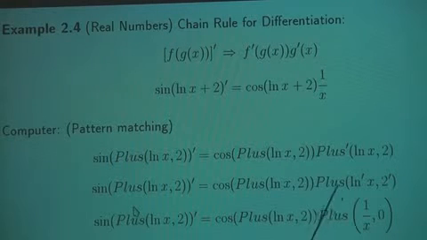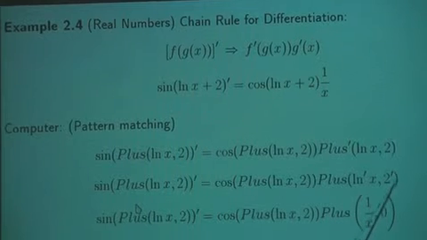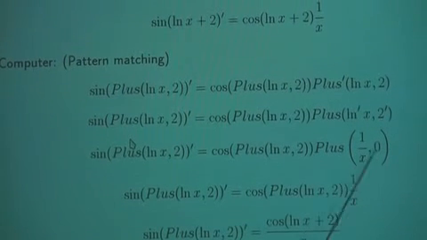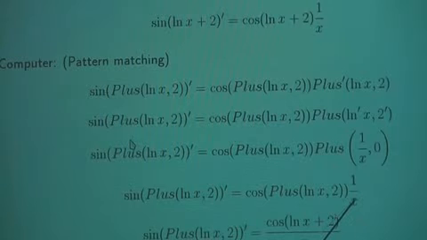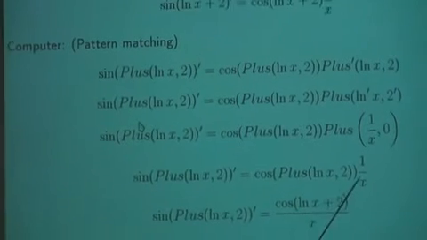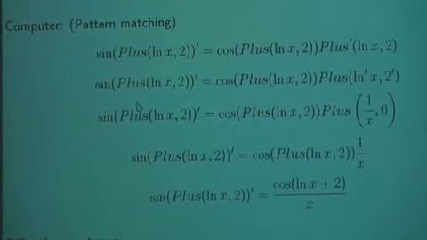Okay, and now you see we need the derivative of the logarithm, which is 1 over x, and the derivative of 2, which is 0, and then plus of 1 over x and 0 is 1 over x. And now we're actually finished, so we do a little bit of pretty printing, and that's the result.